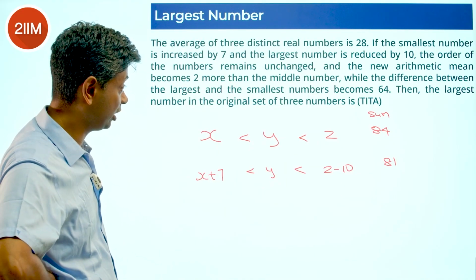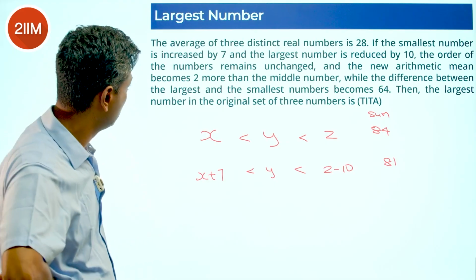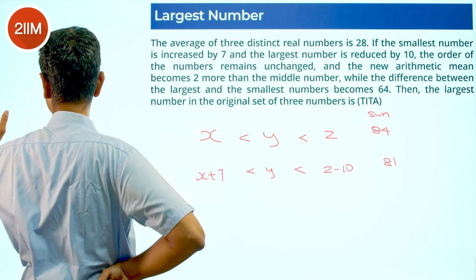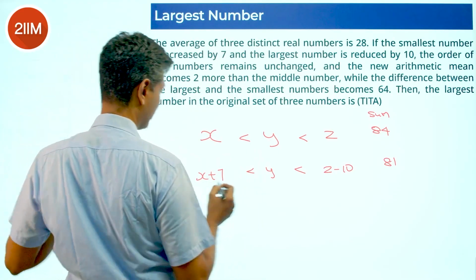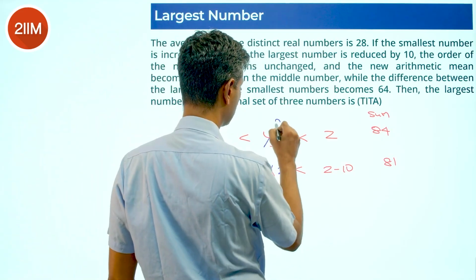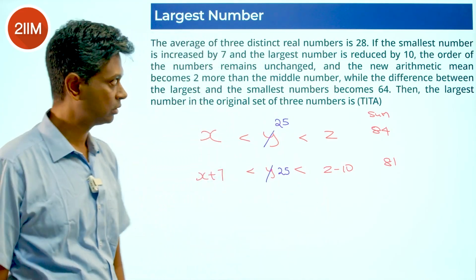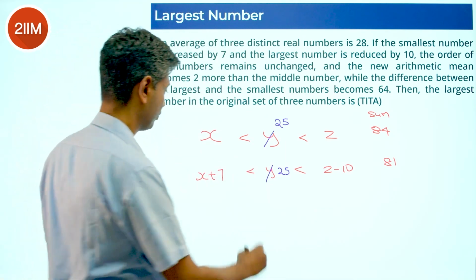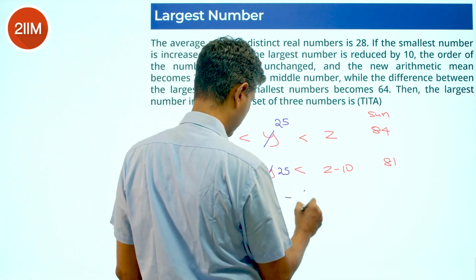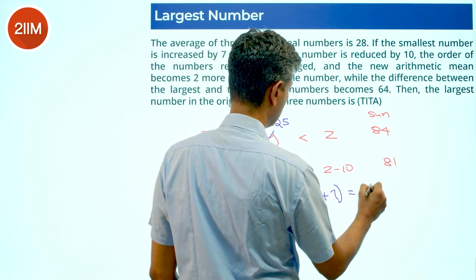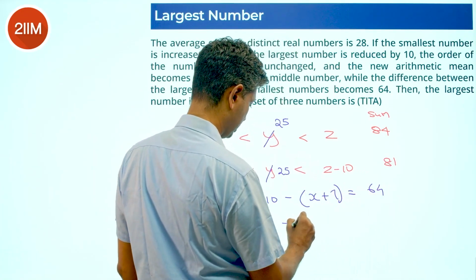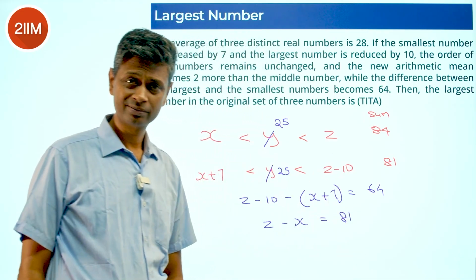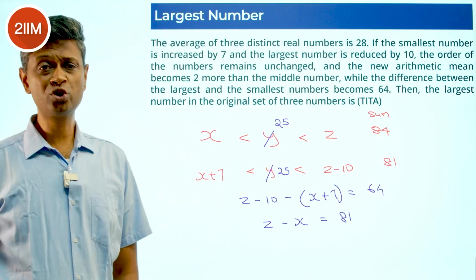The new arithmetic mean is 27, which becomes 2 more than the middle number. The middle number is 25. I'm going to say, hey, instead of having a y, I'll call this 25. Nice. While the difference between the largest and smallest numbers becomes 64. Z minus 10 minus (x plus 7) is 64. Z minus x minus 17 is 64, z minus x is 81. Nice, brilliant.